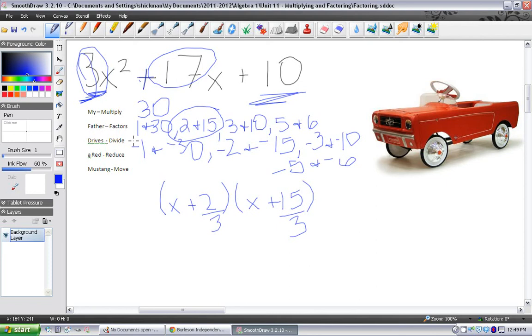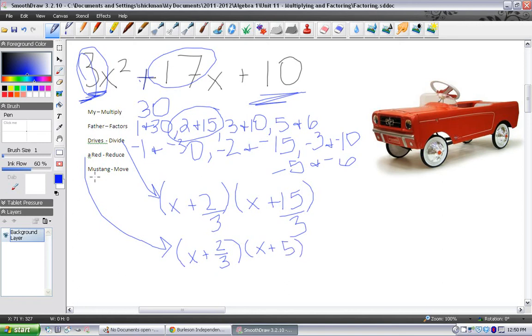Okay, now this was the divide step. Now let's take a look at the red, which is the reduce step. To reduce this, we look and see if we can reduce this fraction. We can't. It's as simple as it can get. 15/3, we can reduce that. So what we end up with after this step is x plus 2/3 still. We keep that the same because it will not reduce anymore. So x plus 2/3. And our next one, we have x plus 15 divided by 3 is 5. So we have x plus 5.